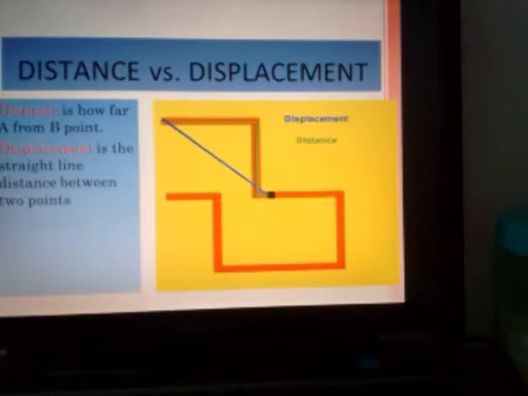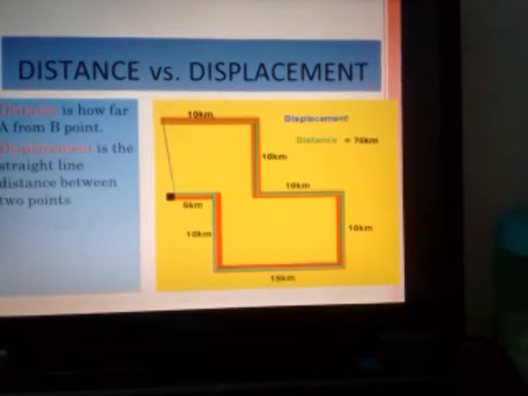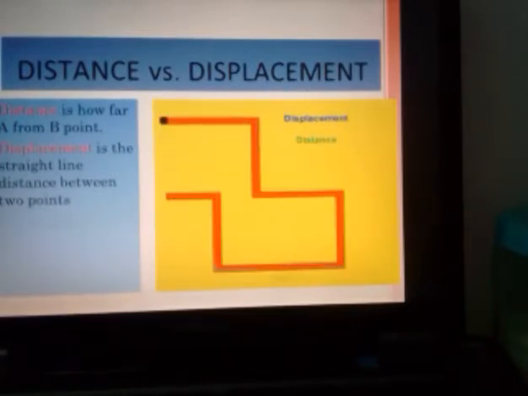Distance is how far A is from B, and displacement is the straight line distance between 2 points. In short, distance is the total length traveled by an object, while displacement is the shortcut, or the distance between the starting position to the final position.